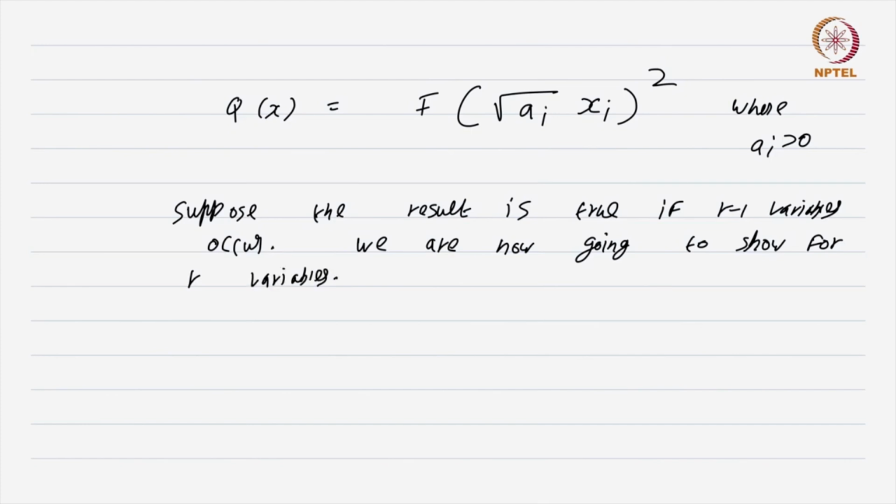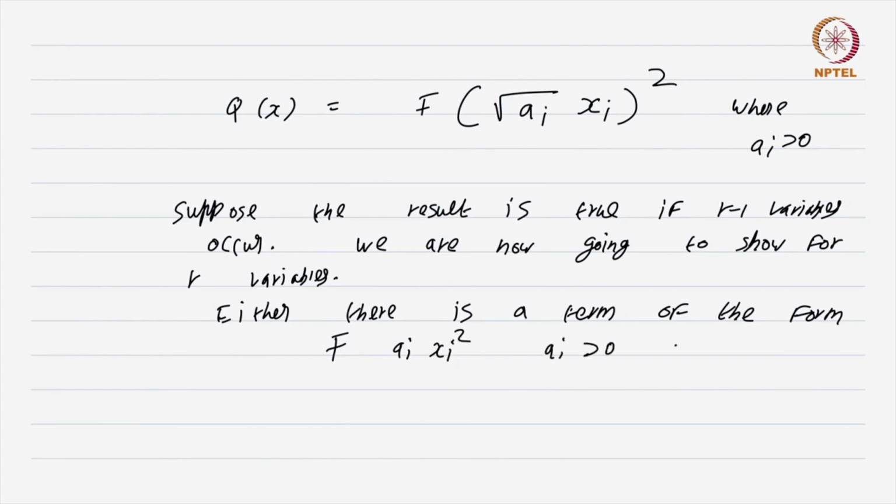Now there are only two possibilities. Either there is a term of the form plus or minus ai xi squared, ai greater than 0, or there isn't. These are the only two possibilities. Either some term is a square or none of the terms are squares, and every single term in this quadratic form is nothing but a mixed term of the type xi xj with some constant appearing in front.